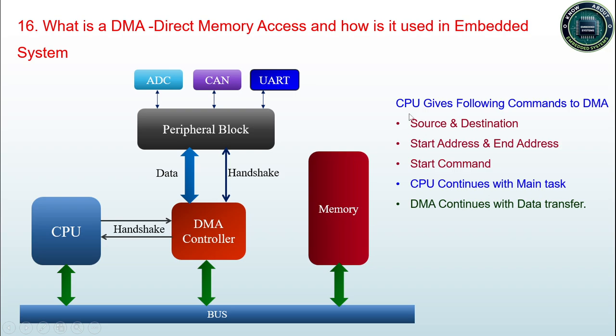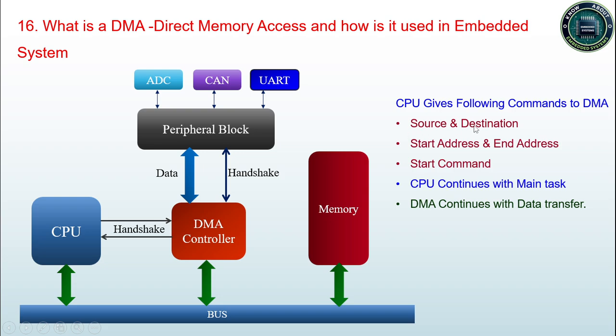Okay, now you can see here the CPU gives the following commands to DMA. The first point, the CPU will give source and destination address, and then starting and end address. That means from which source to which destination you want to transmit, whether from memory to peripheral, peripheral to peripheral, or memory to memory. It is possible in all ways: memory to peripheral, peripheral to memory, peripheral to peripheral, memory to memory. All possibilities are available.